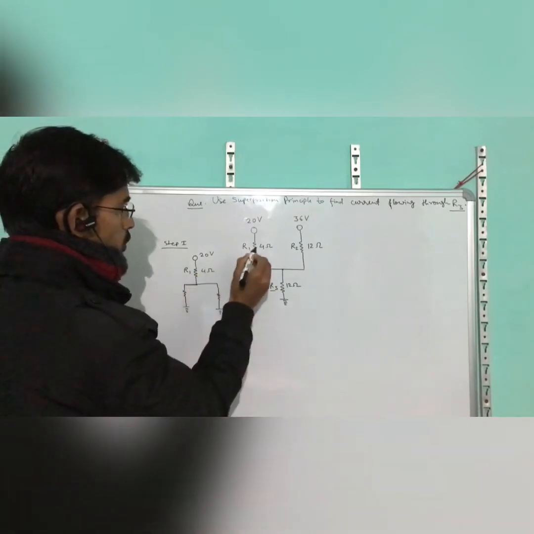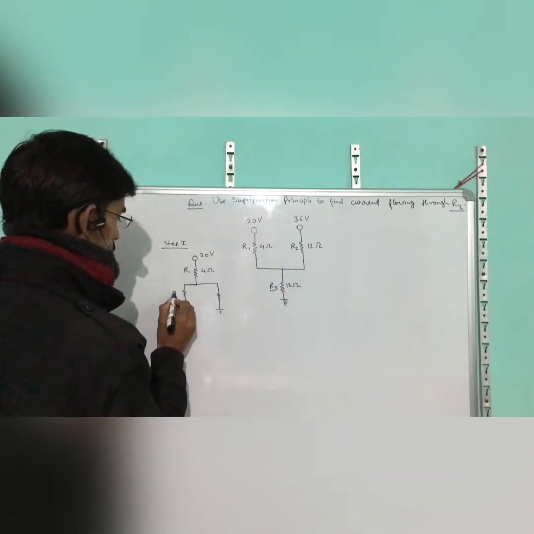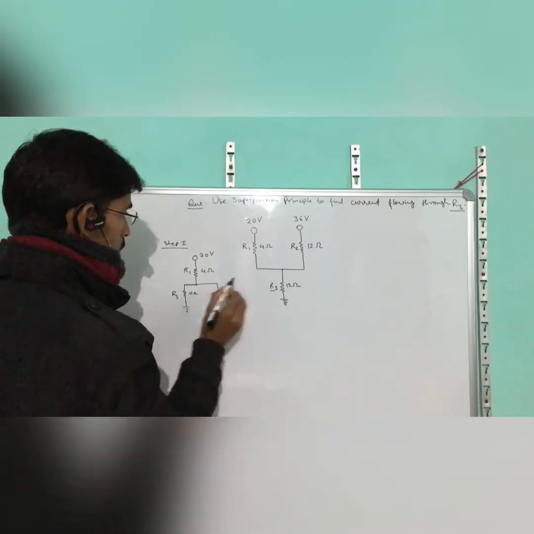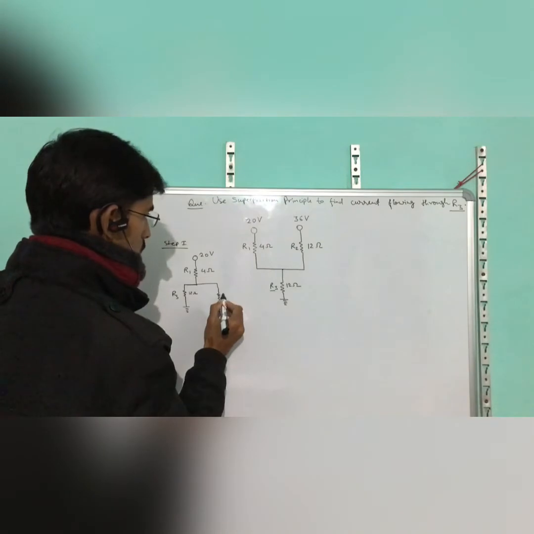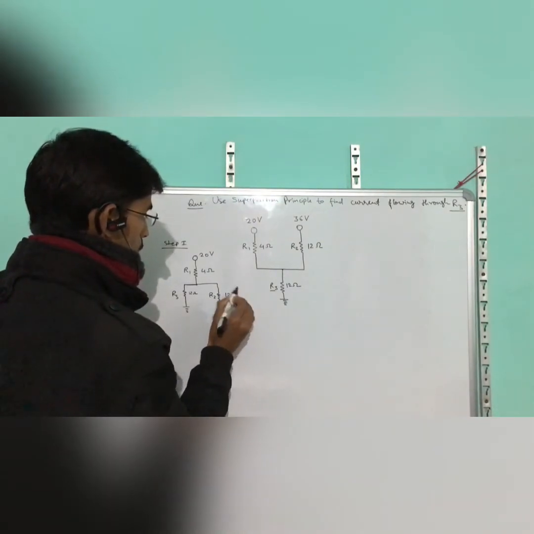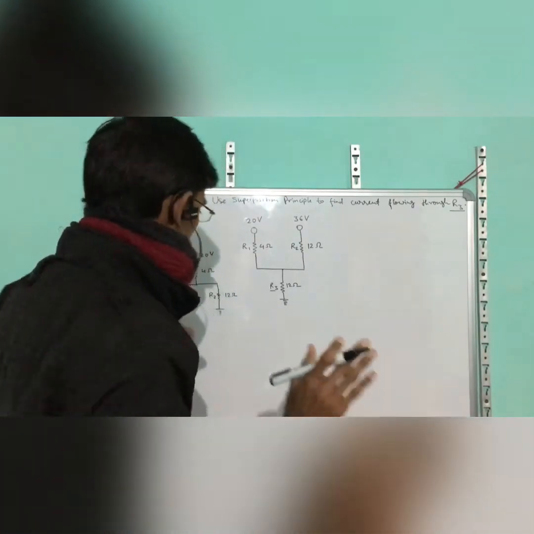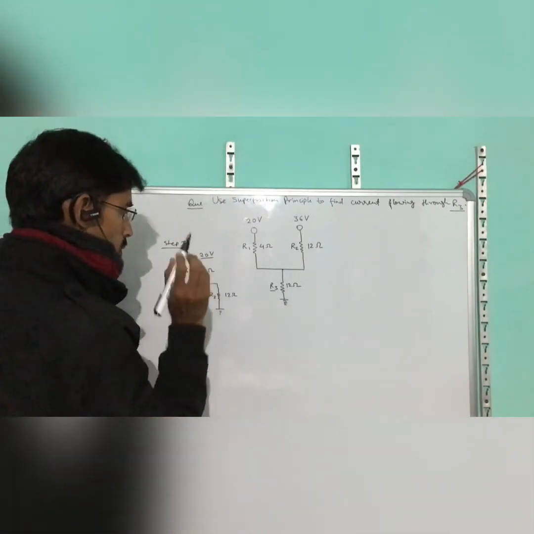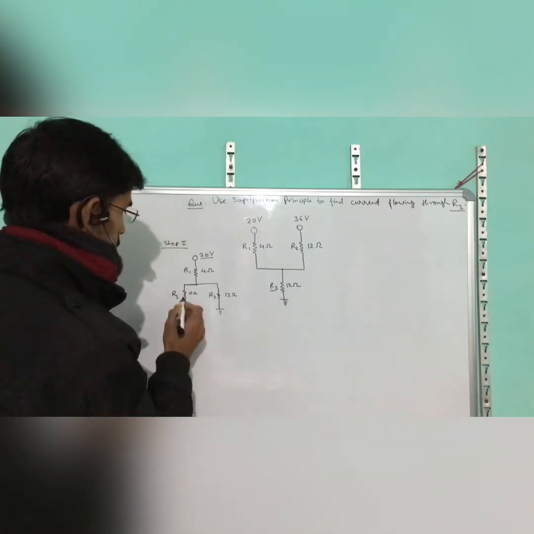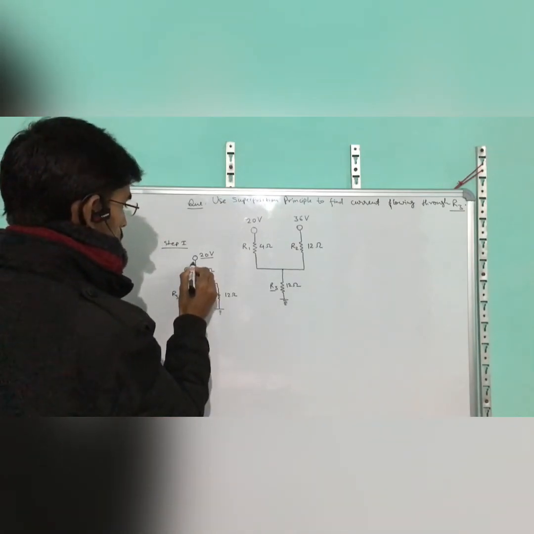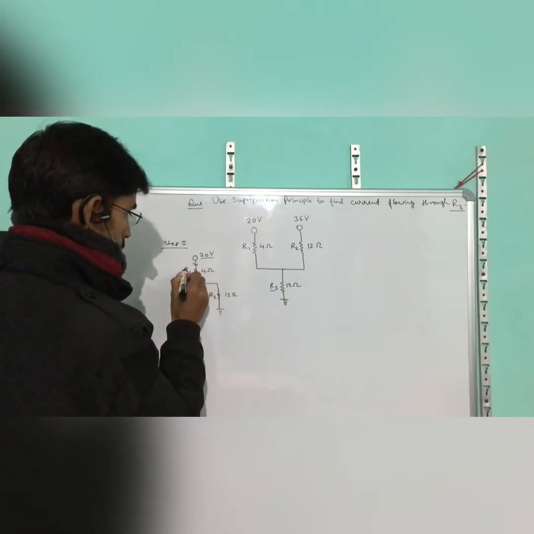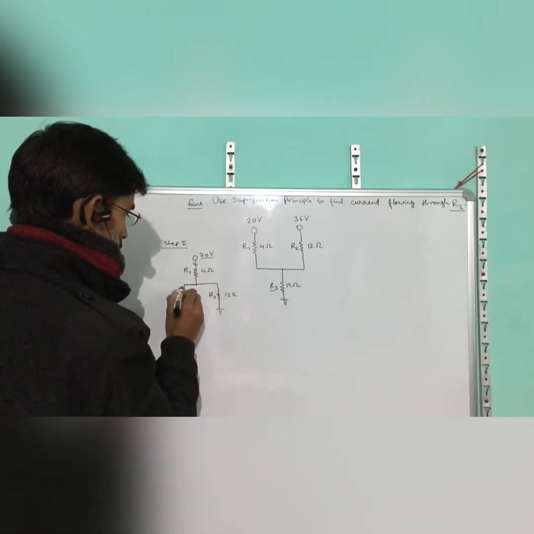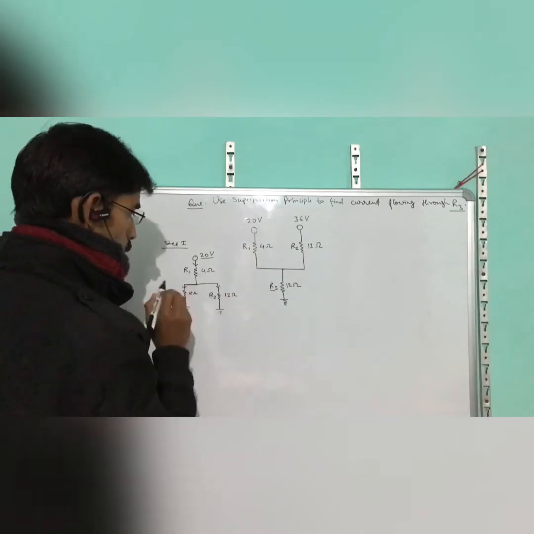So R1 is 4 ohm, R3 is 12 ohm, and R2 is 12 ohm, which is now shorted. So now the situation is like this when we consider only one voltage source. Let us find the current. The current directions I can point out from here. This is IR1, this is IR3, this is IR2.